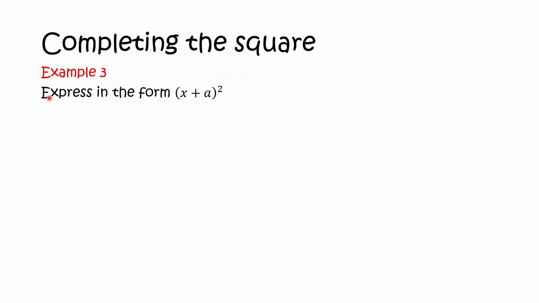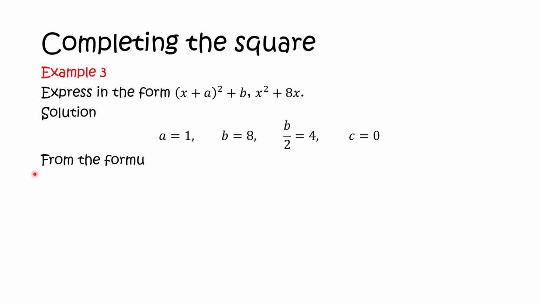Now let's look at example 3. Express x² + 8x in the form (x + a)² + b. The solution: we know that a is 1, b is 8, c is 0, and b/2 becomes 4. Substituting into the formula, where we don't have a c because c is equal to 0, we would have that.